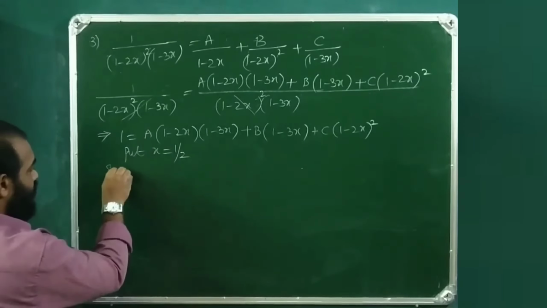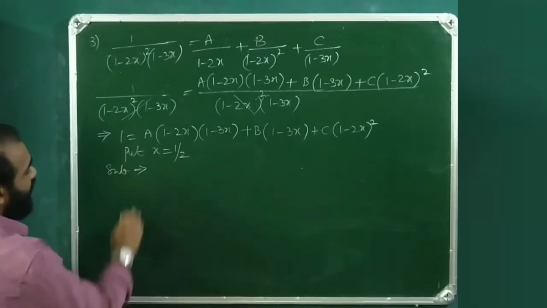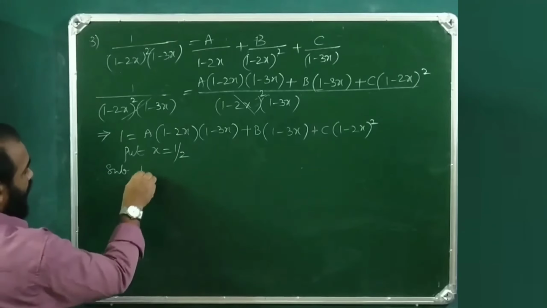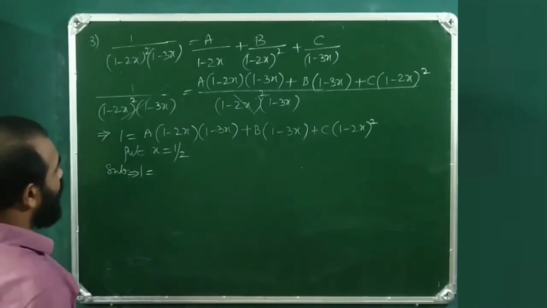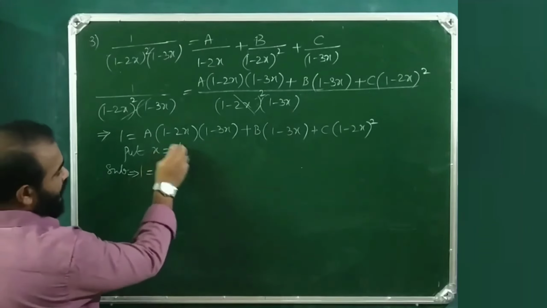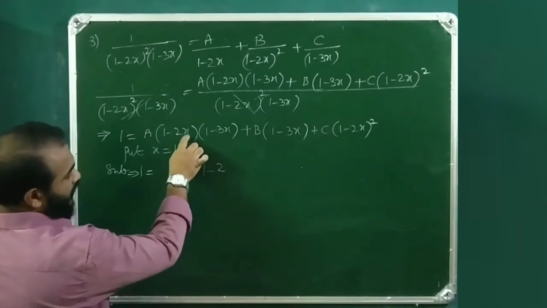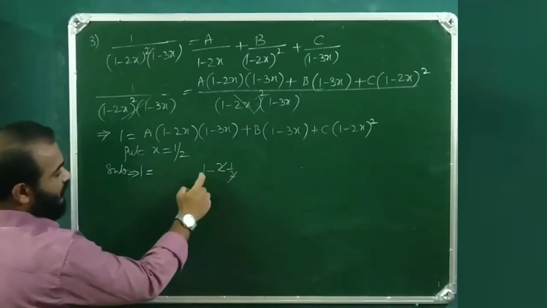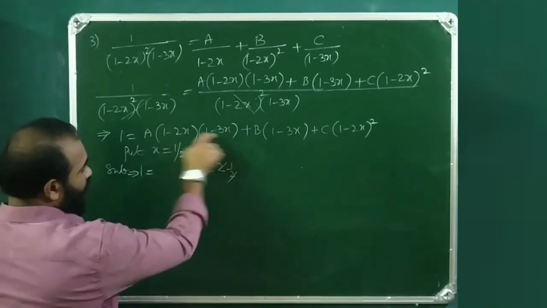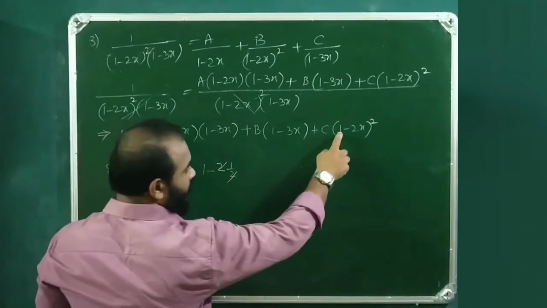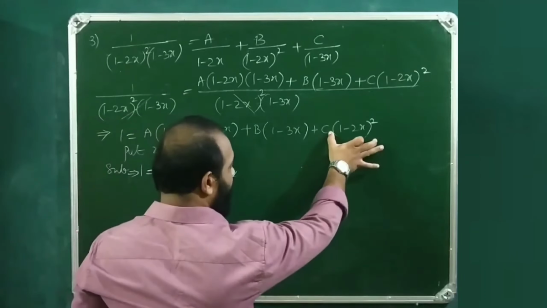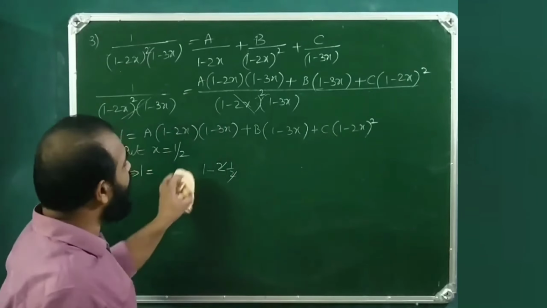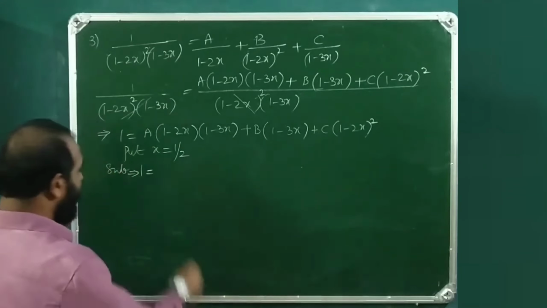So substituting, we get 1 is equal to... so here on substituting 1 by 2, 1 minus 2 into the x value 1 by 2, the 2 gets cancelled, 1 minus 1 is 0. The whole is 0 here. And this is also 1 minus 2 into 1 by 2, the 2 gets cancelled, 1 minus 1 whole square is 0, 0 into c is 0. So therefore we are left with b only.